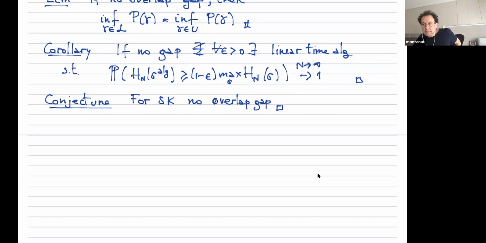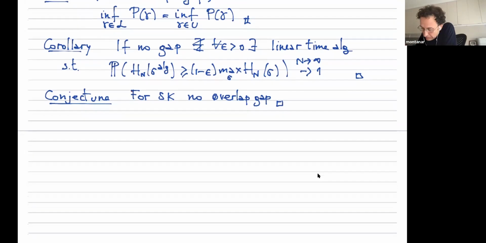The other question is, is this no overlap gap condition tight? This corollary goes the other way. If there is overlap gap, then generically there will be a gap between what this algorithm achieves and the optimum. And one might wonder if the no overlap gap condition is tight. This is an open problem, but there is evidence that this is indeed the case. So a second conjecture, for whoever is brave enough: if overlap gap.